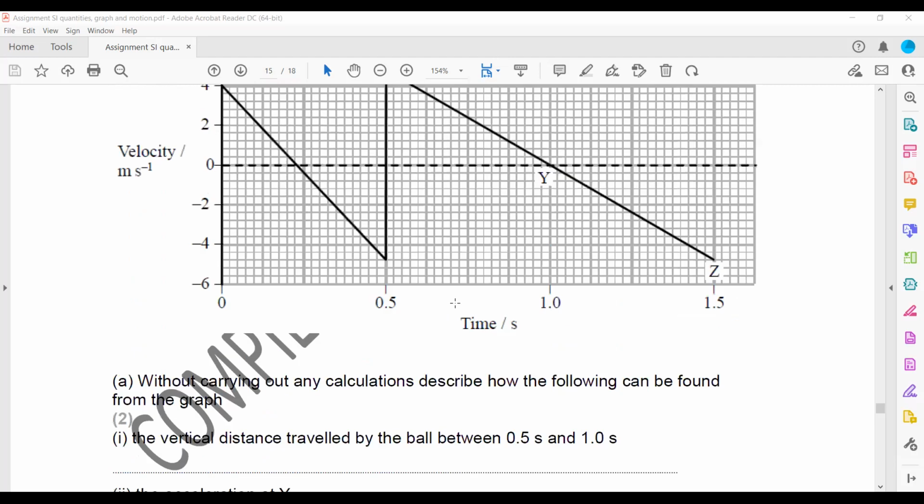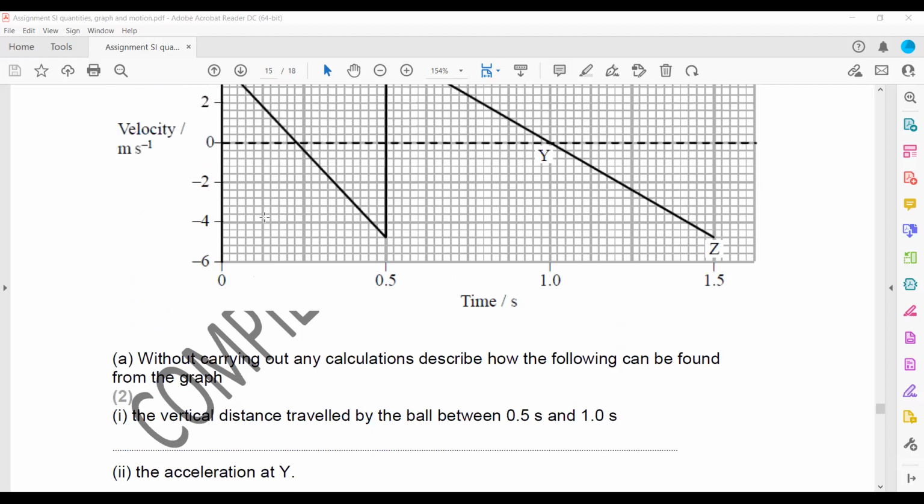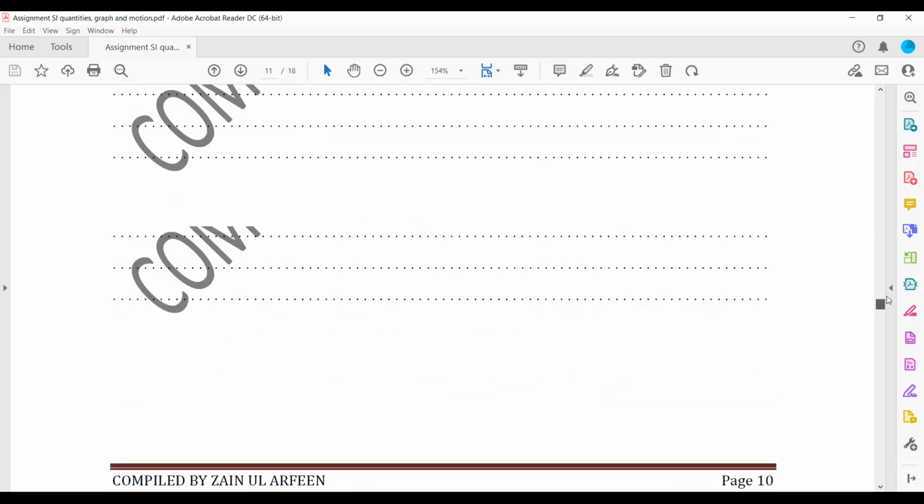So for acceleration from a velocity-time graph, we use the gradient. For distance traveled or displacement, we use the area under the graph. Is it clear, this one?